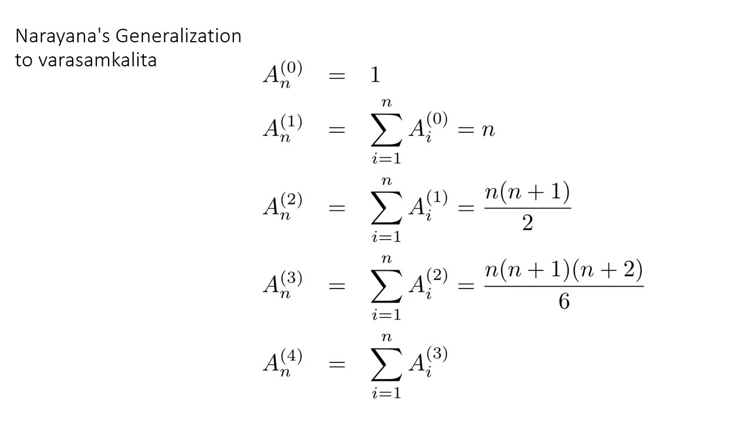The question arises: we know what a_n0 is, a_n1 is, a_n2 is, and what a_n3 is in terms of n. Can we find expressions for a_n4, then for a_n5, and so on? That is the part we will look at in the next section.